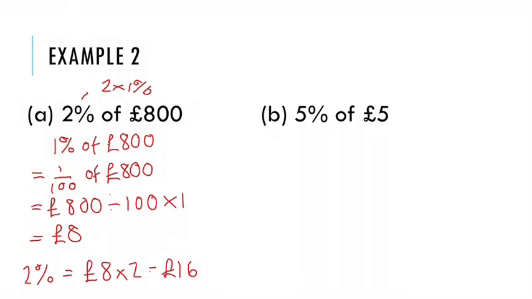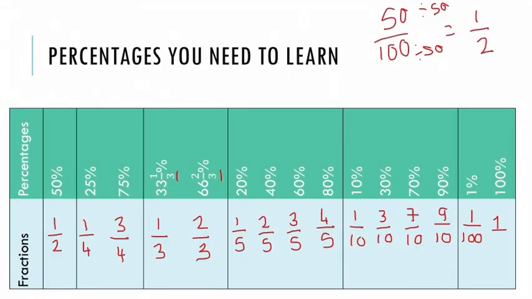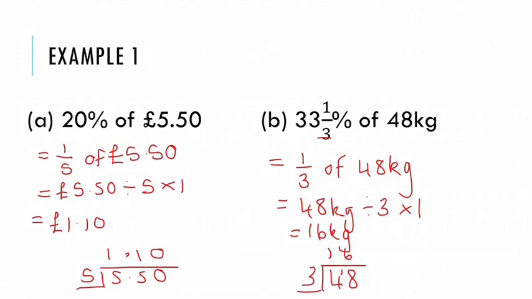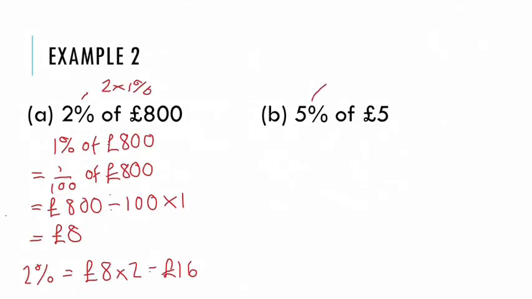Now I'm going to do the same for 5%. I'm going to go back to the table and say, how can I relate any of my percentages to 5%? And there will be more than one way to do this, but we're looking for the easiest way. So the easiest way, I think, would be to find 10%, because then we can halve our answer to get what 5% is. Okay, so 5% is 10% divided by 2.